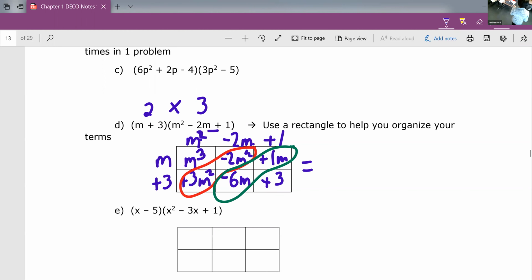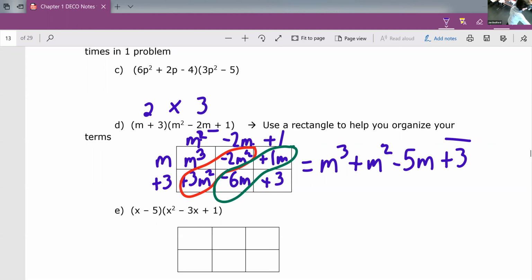And if I'm going to write it in descending order, I'm going to put the m to the third first. Now let's add the positive 3m squared and the negative 2m squared. What's that going to give me? 1m squared. And let's add the negative 6m plus 1m. What would that be? Minus 5m or plus a negative 5m. And then what goes on the end?